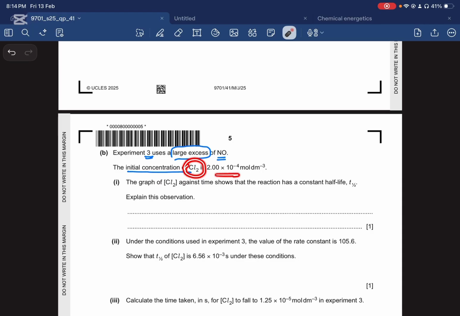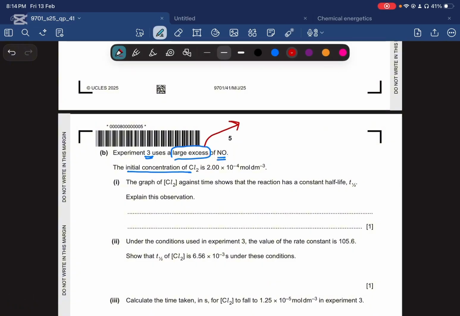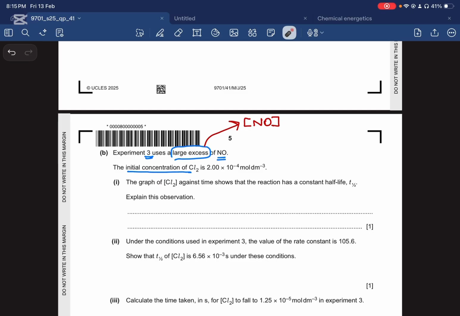They told us the concentration for Cl2, the initial obviously, and they said that NO is being used in large excess. This is a very, very special word, and you need to understand what this means. When they use the word large excess, they're trying to tell you that the concentration of NO is going to change, obviously, right? If NO is a reactant in the chemical equation, it's going to react. The concentration of NO will change. But because it's used in large excess, the concentration change is going to be negligible.